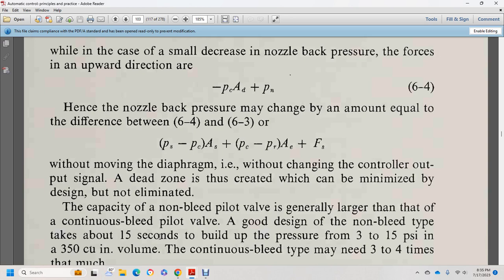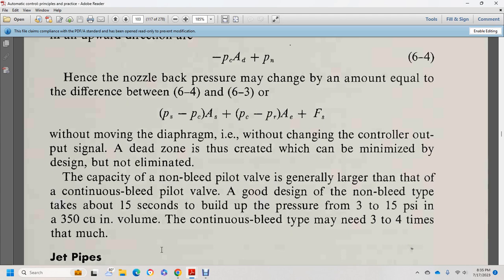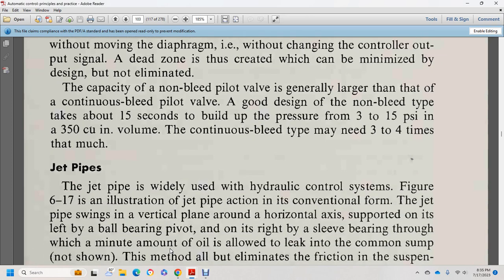The capacity of the non-bleed pilot valve is generally larger than that of the continuous bleed pilot valve. With a good design of a non-bleed type, it takes 15 seconds to build up pressure of 15 psi for a fleet of 300 cubic feet in volume. The continuous bleed type may need 3 to 4 times that much.